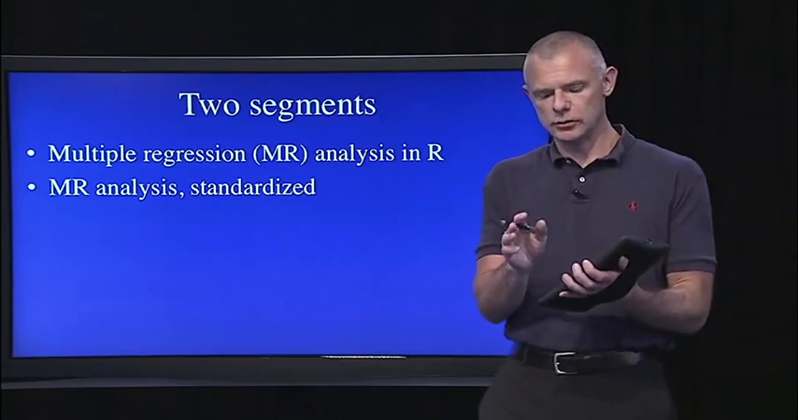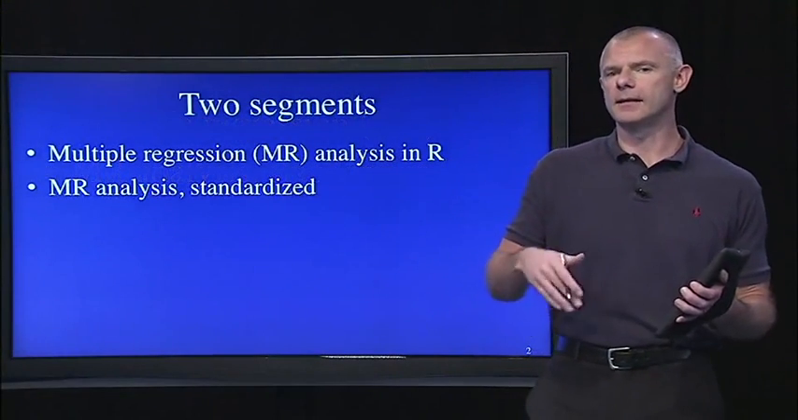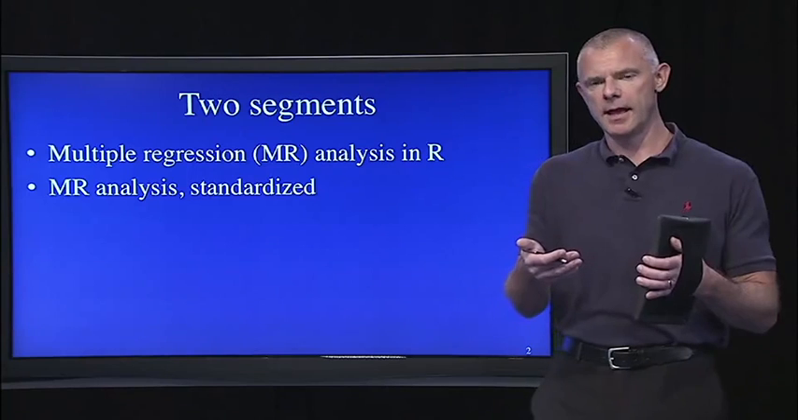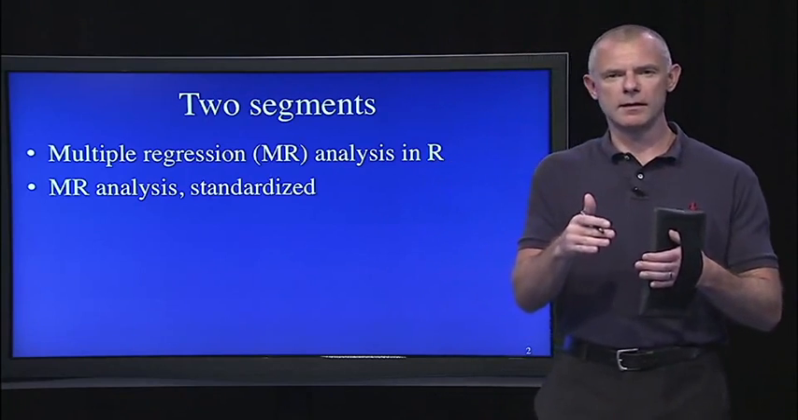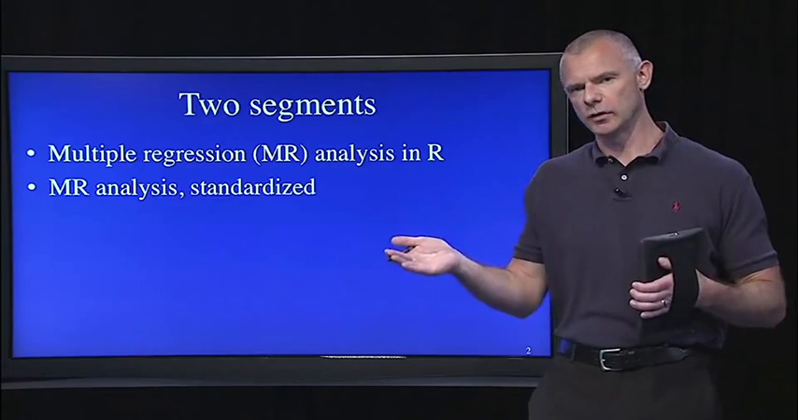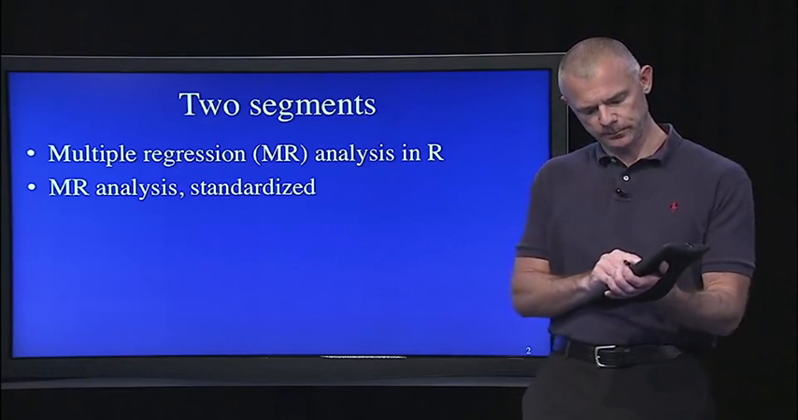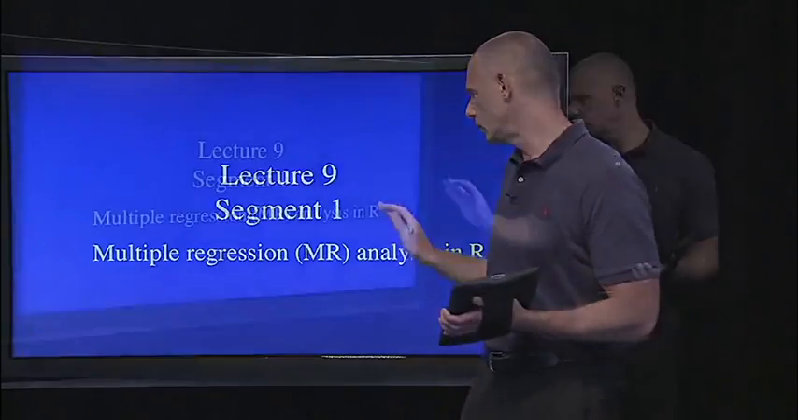I've organized this lecture into two segments. In the first segment, we'll run a first multiple regression analysis. Then in the second segment, we'll do the same analysis over again, but we'll get the standardized regression coefficients. And in that second segment, we'll do some model comparison. So we'll run multiple models, and we'll run some R code that allows us to compare the amount of variance explained by each subsequent model. But first, let's just start with a basic multiple regression analysis. We'll do that in segment 1.